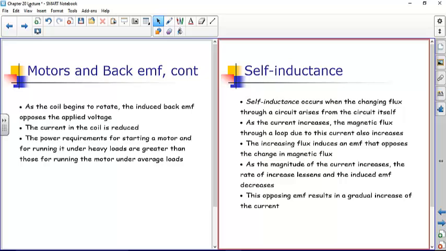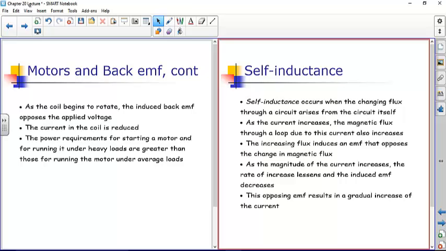Now, you have these situations where you have something that's not moving. You do have a coil, and it also has a similar kind of self-compensating situation. So let's talk about that. It's called self-inductance. And self-inductance occurs when the changing flux through a circuit arises from the circuit itself. As the current increases, the magnetic flux through the loop due to this current also increases. The increasing flux induces an EMF that opposes the change in the magnetic flux.